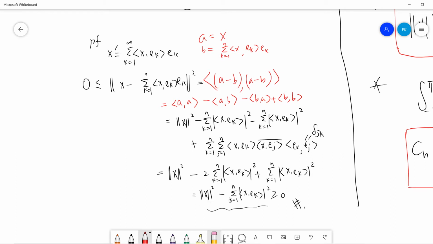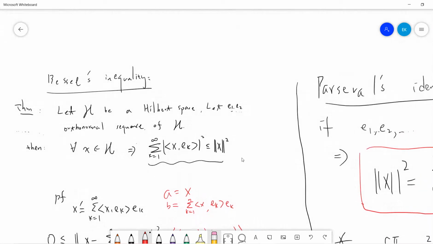So finally we get the norm of x squared minus the sum of (x dot ek) squared, k from 1 to n, which is greater than or equal to 0. So you can let n be infinity and you still get this. This is the famous Bessel's inequality.